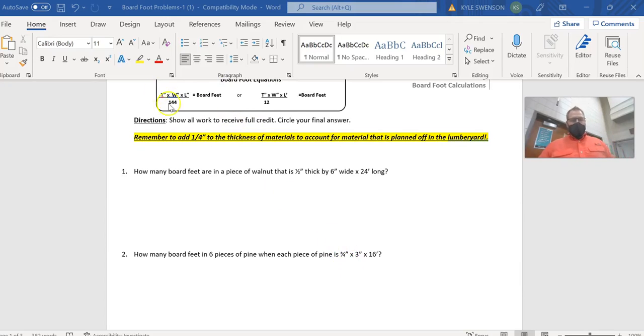Show your work. So write in the formula here that you're going to use. So on this first one, I would say a piece of walnut that's a 1/2 inch thick, I would write down the equation. Remember, 3/4 times 6 times 24 divided by 12 equals, and then circle the answer that you want to turn in for credit.